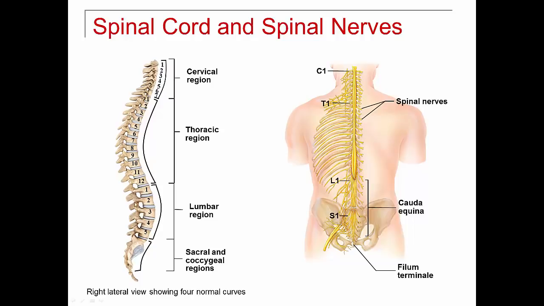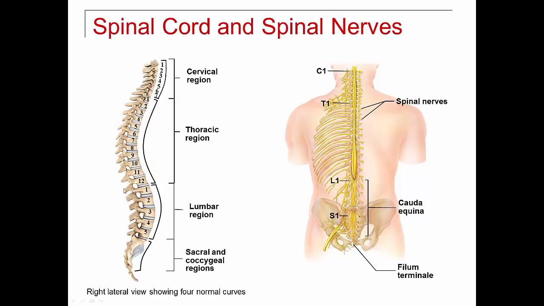In the left-hand image, you can see the bony structures which surround the cord. These bony structures are called vertebrae, and they're stacked on one another to create what's called the vertebral column. This image is showing a lateral view of the vertebral column. The smooth side of the vertebrae is the anterior side, and the side with the spiny processes is the posterior side of the vertebral column.